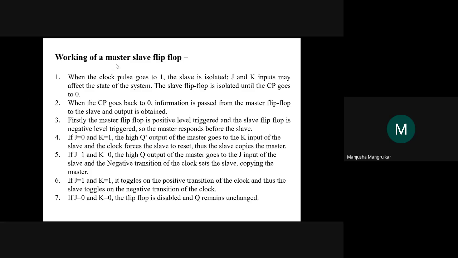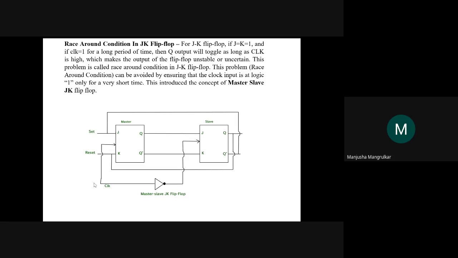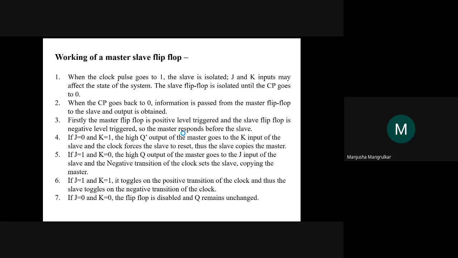We'll see the working of the master and slave flip-flop, right? When the clock pulse goes to 1, the slave is isolated, right? J and K inputs may affect the state of the system, right? And the slave flip-flop is isolated until the clock pulse goes to 0, right? It is completely isolated, the slave flip-flop.